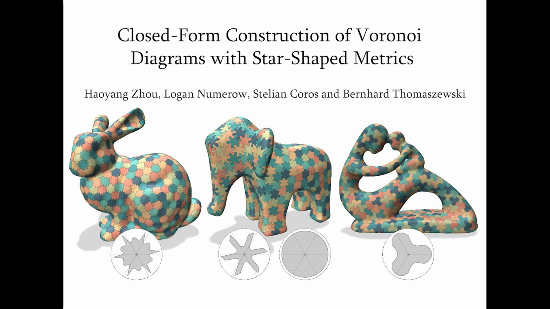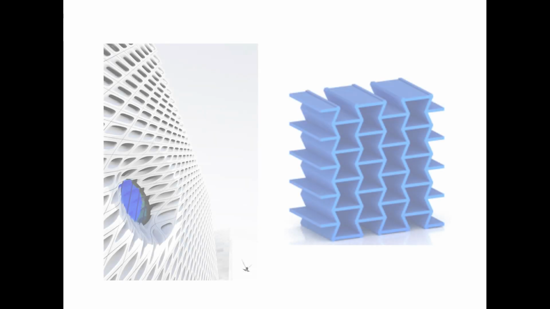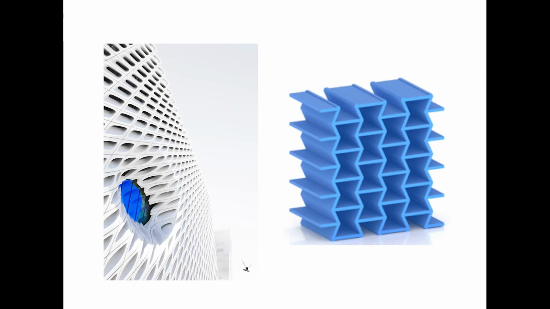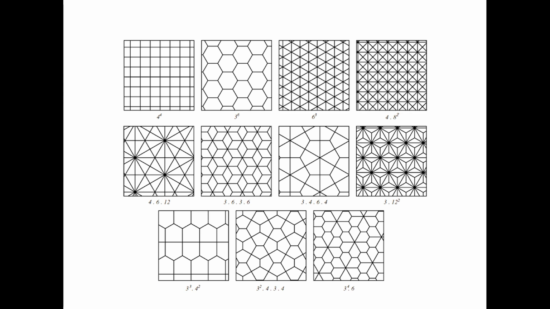Closed-form construction of Voronoi diagrams with star-shaped metrics. Cellular patterns from planar ornaments to architectural surfaces and mechanical metamaterials blend aesthetics with functionality. Homogeneous patterns like isohedral tilings offer simplicity and symmetry, but lack flexibility, particularly for heterogeneous designs.